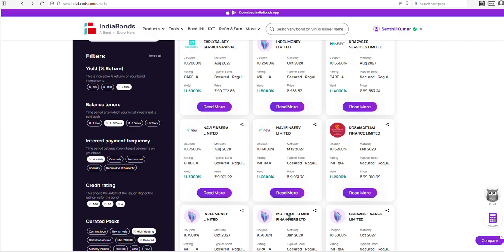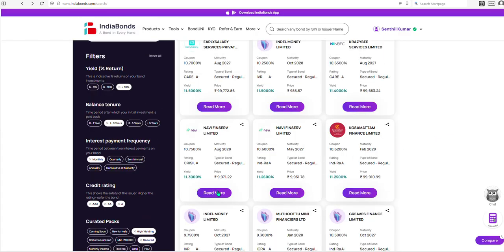Because Kosamattam and Muthoot are the only companies in India that have more reserve than the Indian government gold reserve. So it's more secured and everything. So hopefully this video is helpful on how to do the screening, and you can keep buying your bonds.